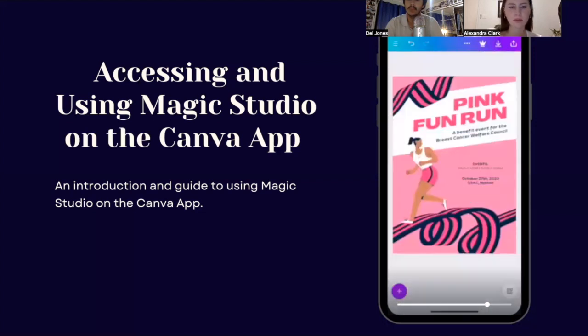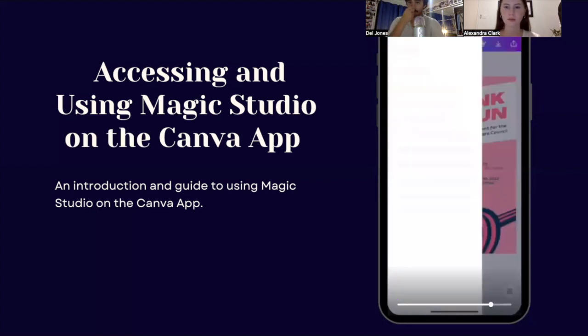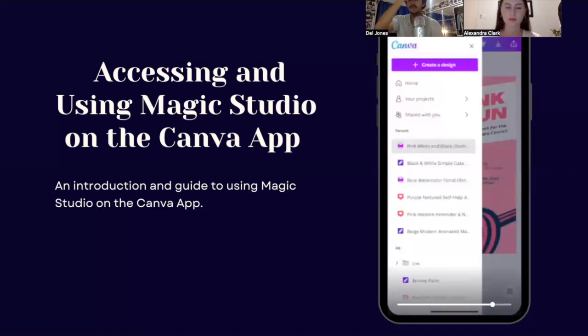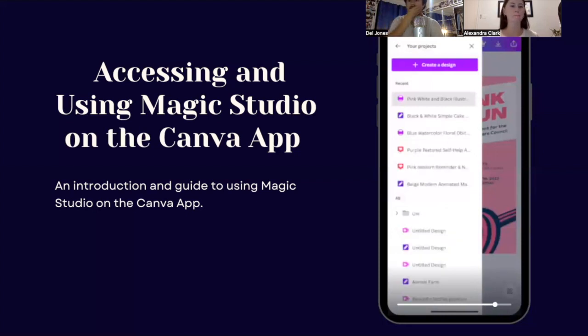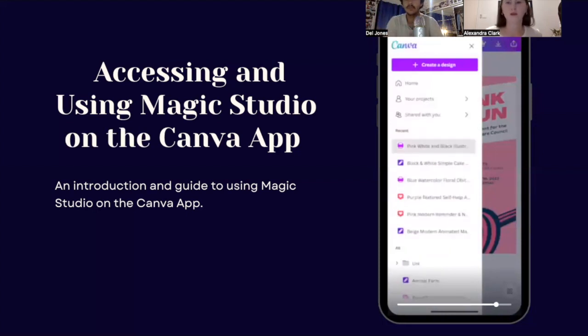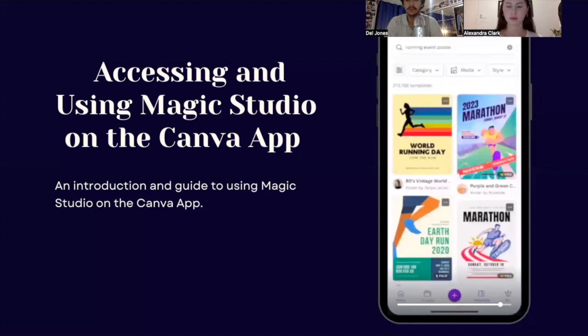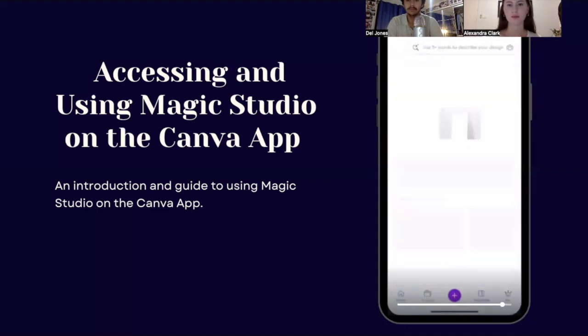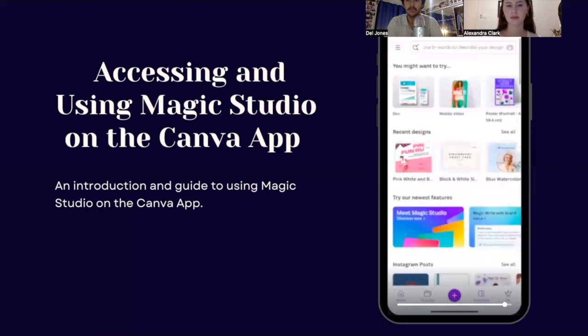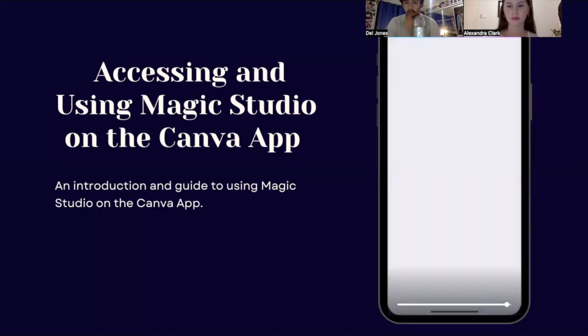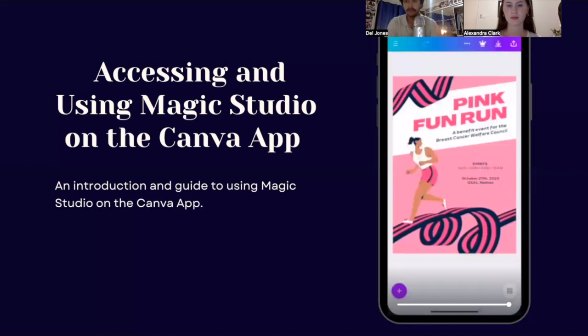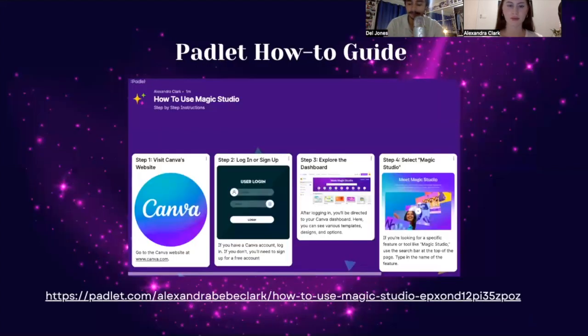So on Canva and on Magic Studio, everything automatically saves. So that'll automatically pop into your projects. You can go home and once you come back, that should appear in your recent designs, which is a great feature that Canva has. Bang, changes made. Beautiful. So we're going to swing back over to you, Alex, to talk about the Padlet.